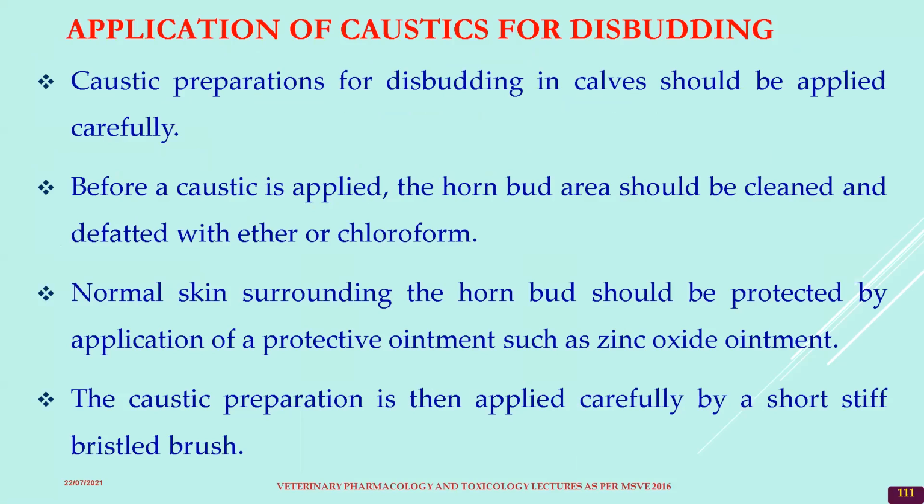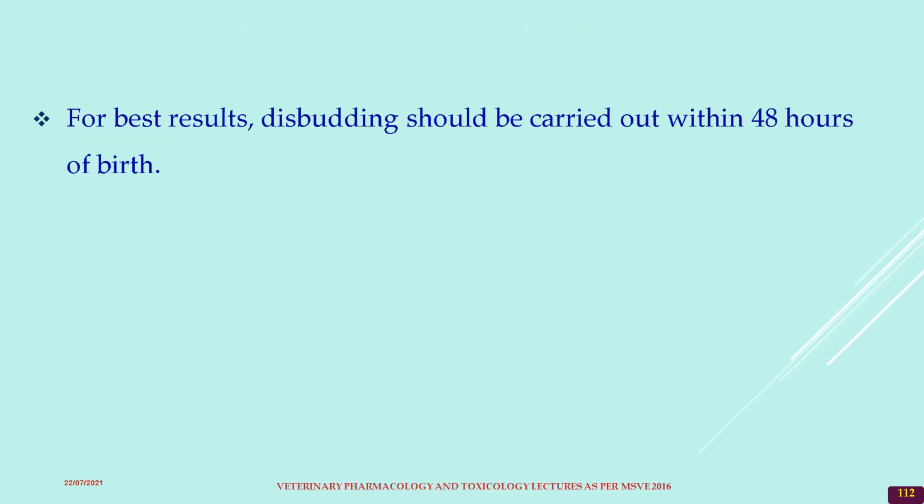Before you apply the caustic to the tissue, the horn bud area should be cleaned and defatted with ether or chloroform. Then the hair around the area should be cleaned and defatted. Later it should be removed and a protective ointment like zinc oxide ointment should be applied. Then the caustic agent is applied carefully by a short, stiff, small brush. For better results, disbudding should be carried out within 48 hours of birth.